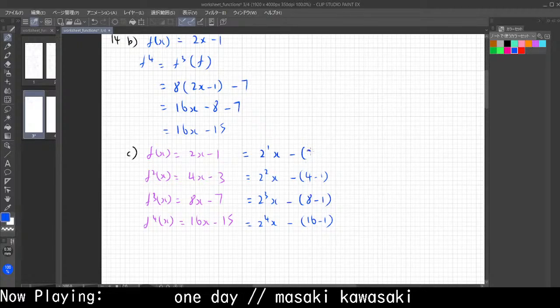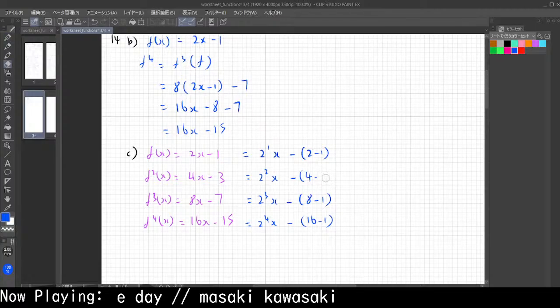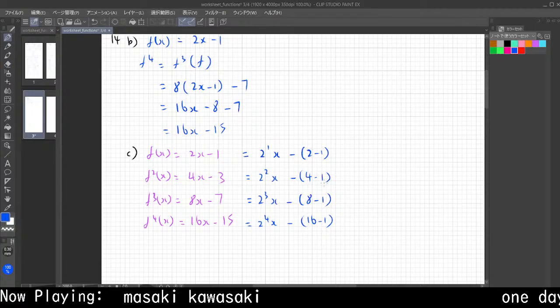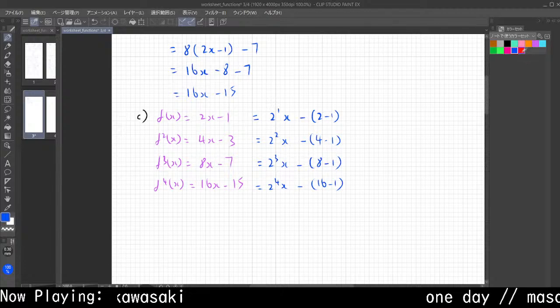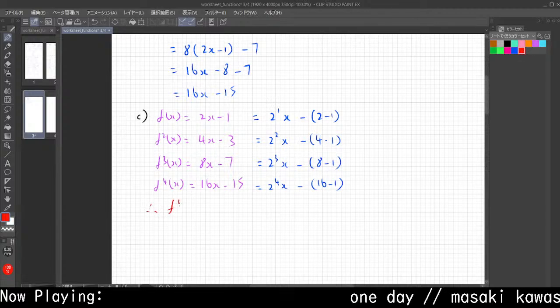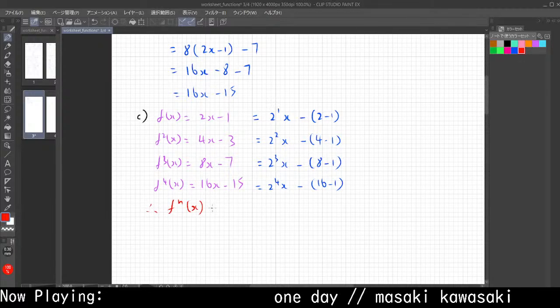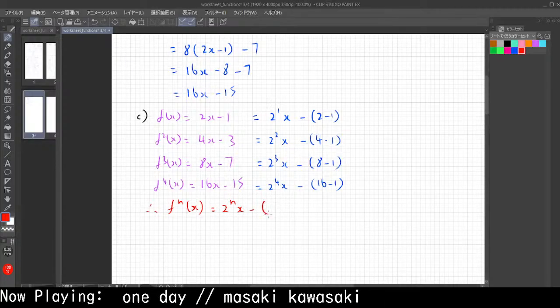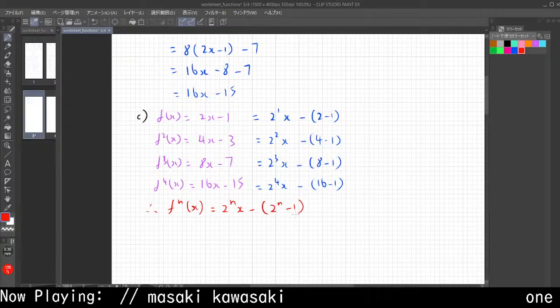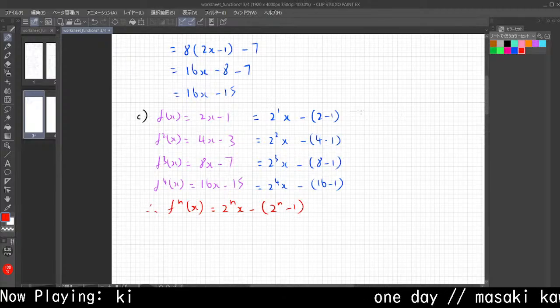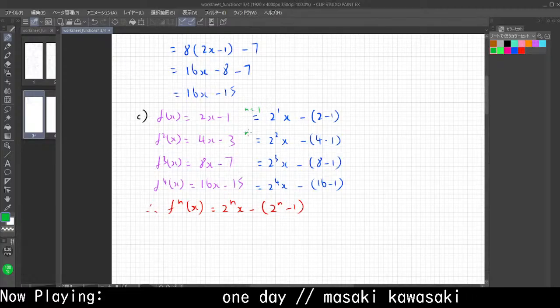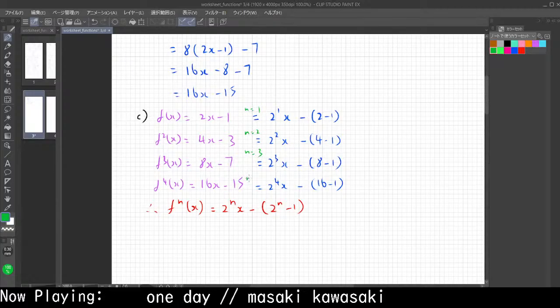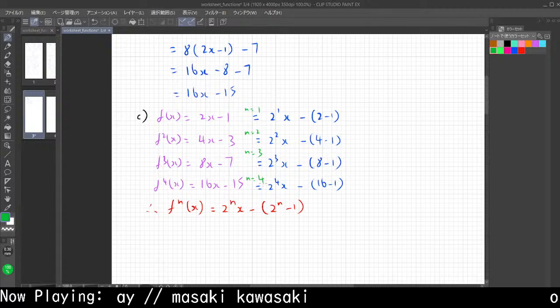This can also be written as 2 minus 1. So it's just the corresponding square minus 1. Therefore, your answer for Fn in this case can be written as 2 to the power of n x minus bracket 2 to the power of n minus 1. This is because your n corresponds to how many f you have, so this corresponds to n equals 1, n equals 2, n equals 3, and n equals 4 respectively.